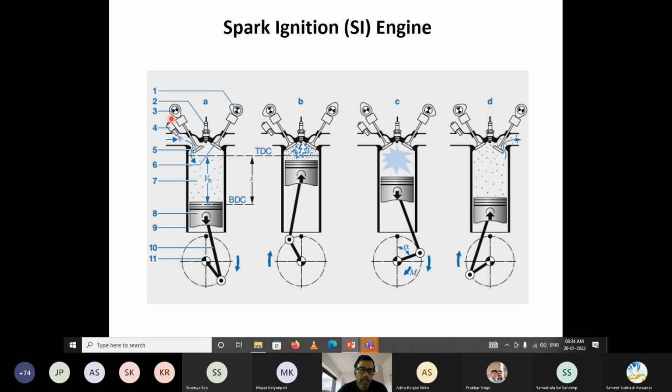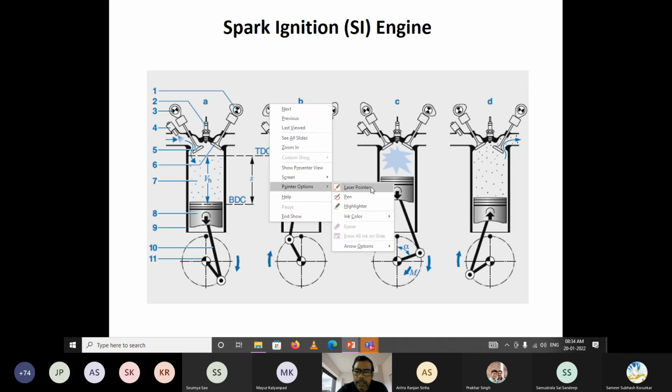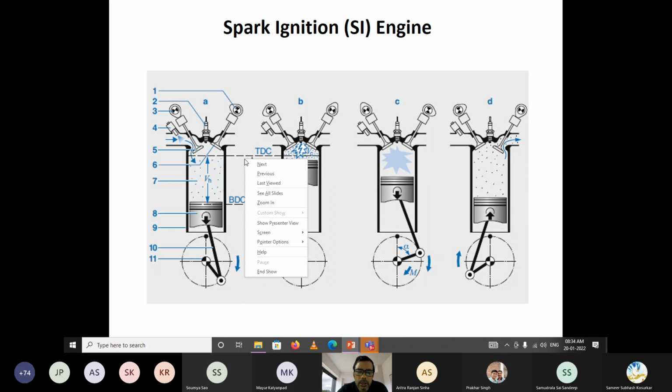Since it is a spark ignition engine, we have one throttle here in the intake manifold.